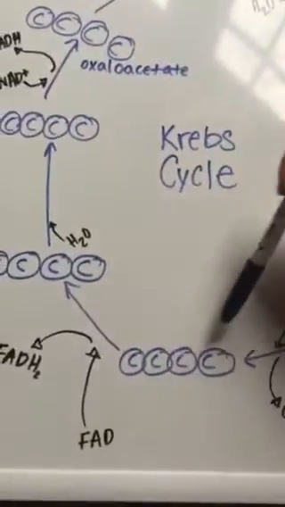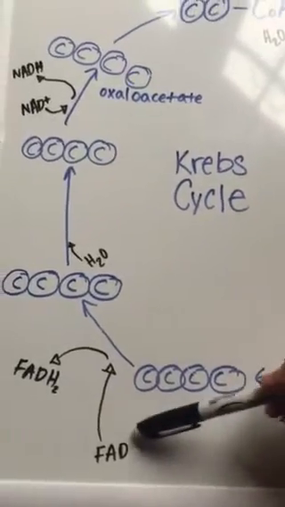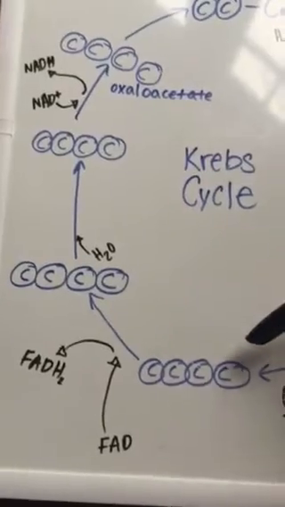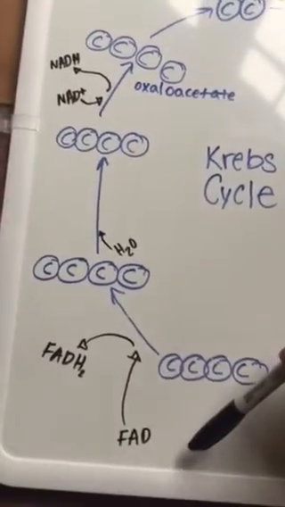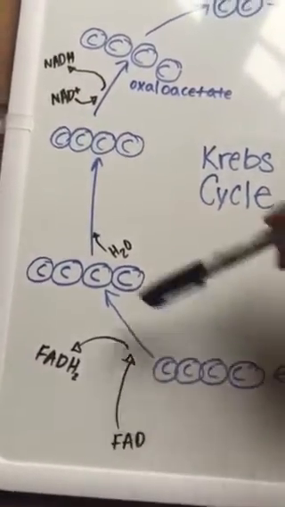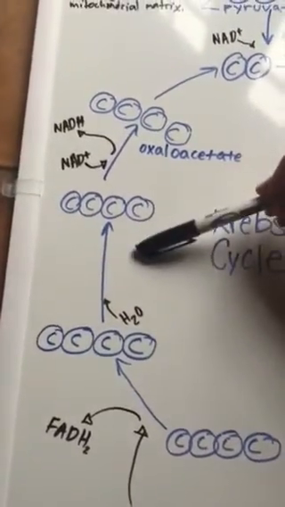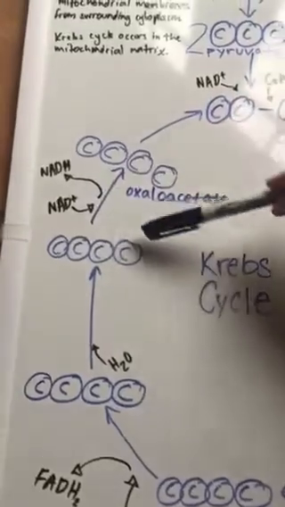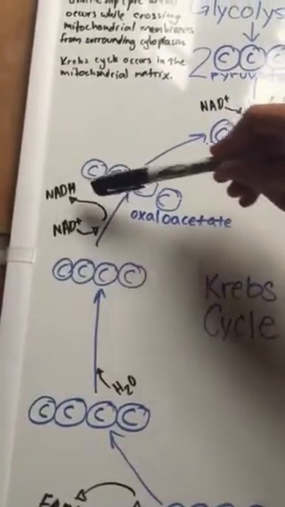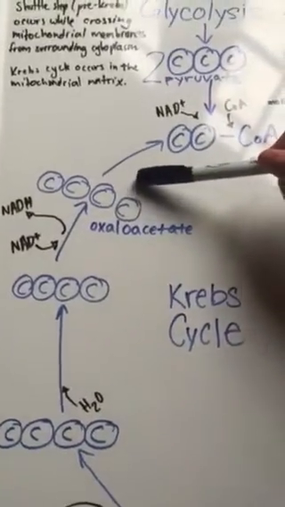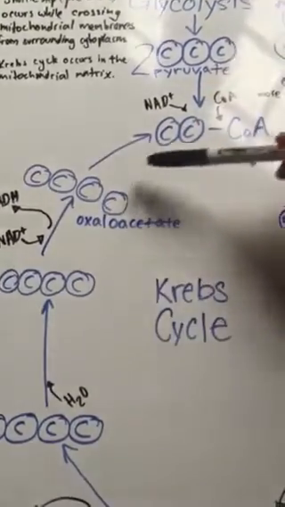We then have this 4-carbon molecule that has FAD added to it and FADH2 released. The 4-carbon molecule continues on to have H2O added to it, and then NAD plus added to it, releasing NADH once more. This brings us back to our starting place with oxaloacetate, the 4-carbon molecule.